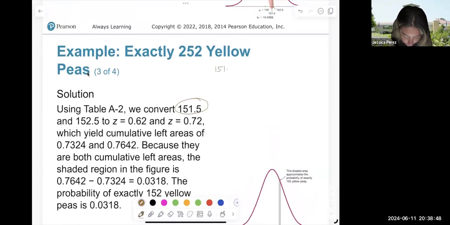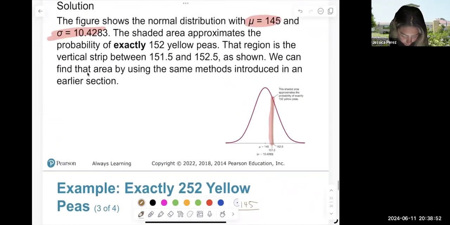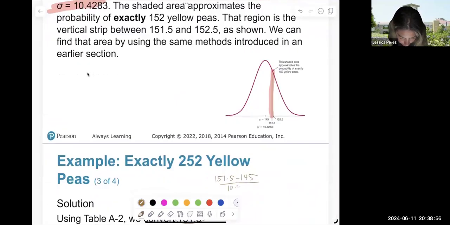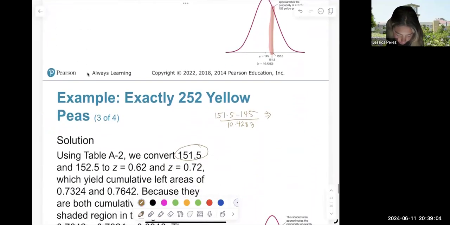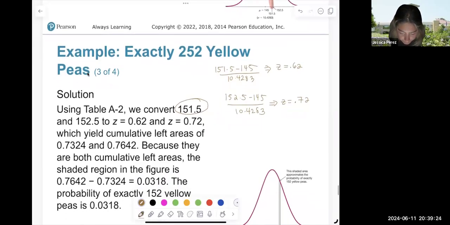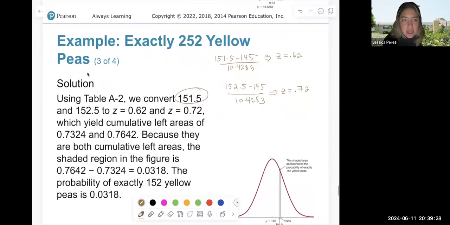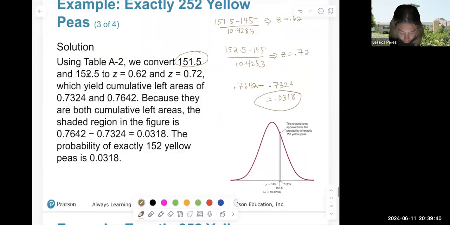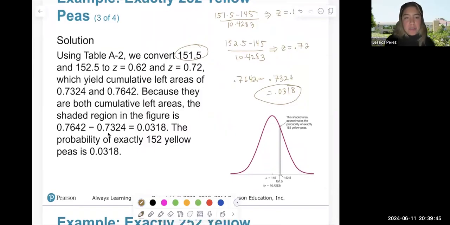So we're going to have to do this problem again. It was 151.5 minus 145 over sigma, which was 10.4283. We did that one already and found a z-score for that. And we have 152.5 minus 145 over 10.4283. So we're going to have two different z-scores. This z-score was 0.62. This z-score is 0.72. Now, when we look at the cumulative areas from the left, we have 0.7642 minus 0.7324, which is 0.0318. So the probability of having exactly 152 peas is 0.03.